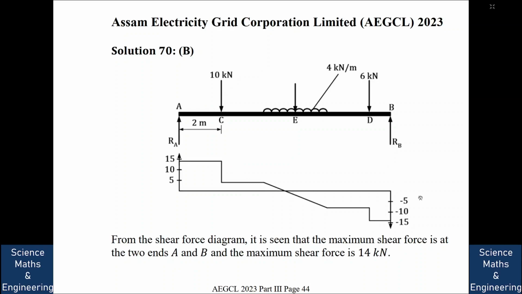So the maximum shear force at both ends is 14 kilonewton. So this is the maximum shear force. Okay, so option B is the correct answer. So we'll go to the next question.